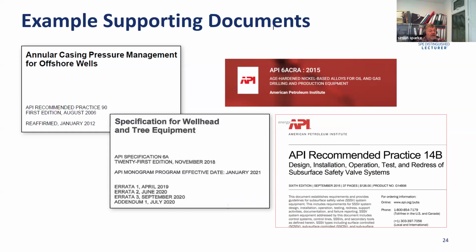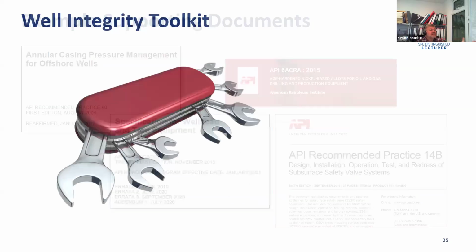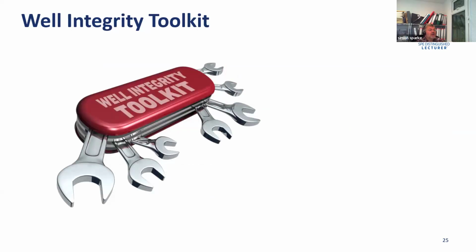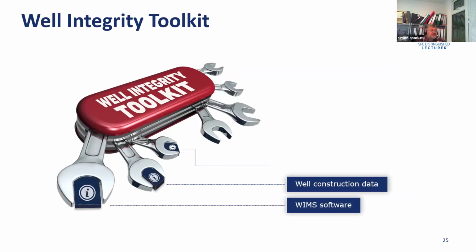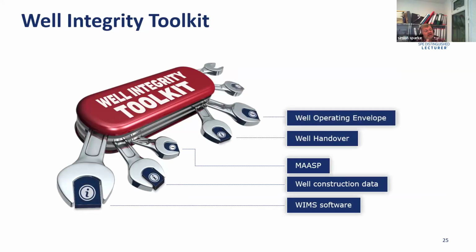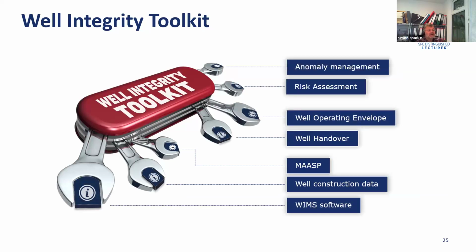And put this all together, what we have now is a process which is a bit like a Swiss Army knife. So we have our well integrity toolkit. This is our WIM software, our well construction data, our master calculators, our well handover process, the well operating envelope, the risk assessments, and the anomaly process.